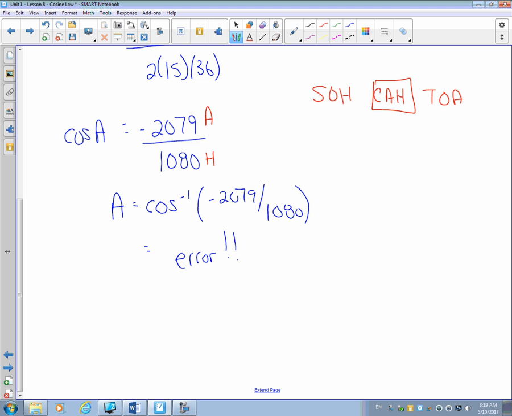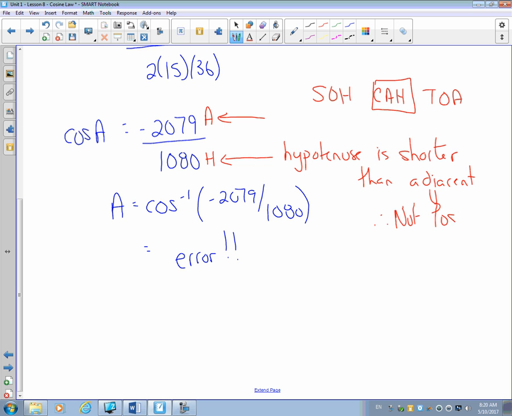So I need to ask you a question. Is it possible for an adjacent side to be bigger than a hypotenuse? Isn't our definition of a hypotenuse that it's the longest side of a triangle? So the fact that the hypotenuse is shorter than the adjacent tells me that's not possible. And she's wrong. It can't possibly be true because our hypotenuse has to be the longest side. So if you come across a situation where your hypotenuse is shorter than one of the other sides, you know you've created an impossible triangle.